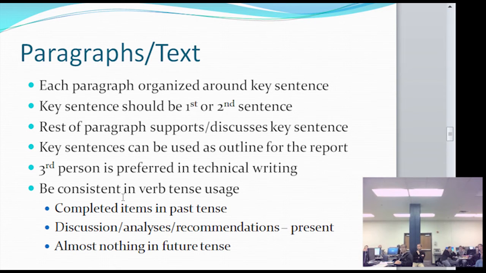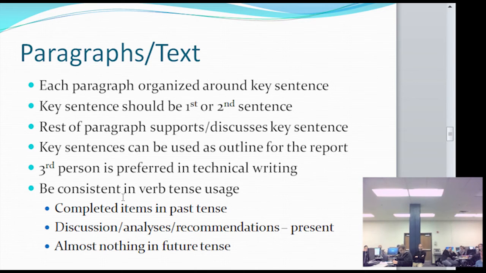Paragraphs in the text: each paragraph is organized around a key sentence, which always comes in either the first or second sentence of a paragraph. The rest of that paragraph discusses and supports the key topic that you're meaning to bring up. In long reports, big reports, you use these key sentences to actually make the outline for the entire report. So it's much easier to do after you have an outline of what you want to talk about.